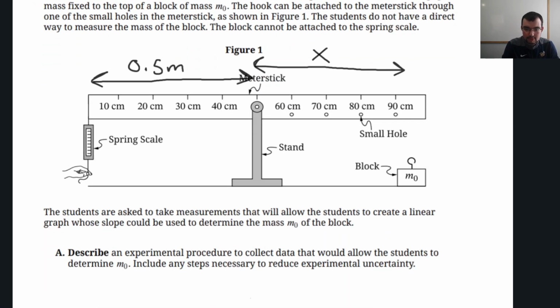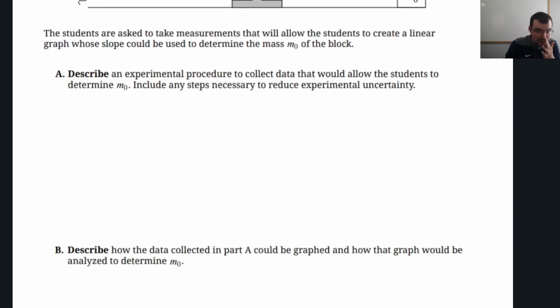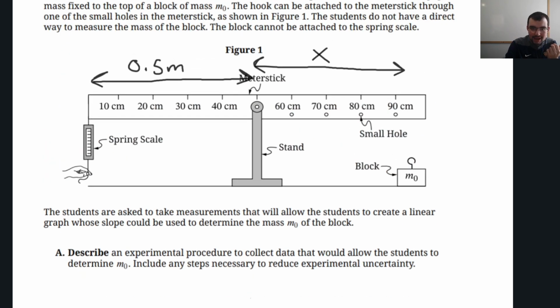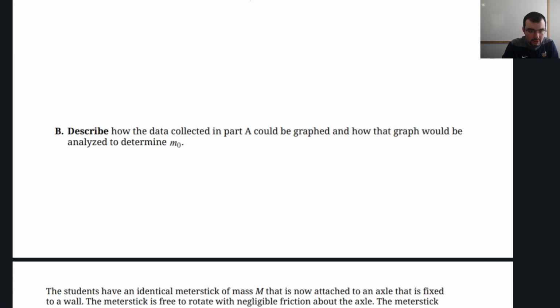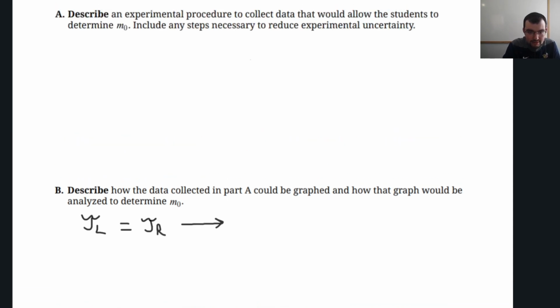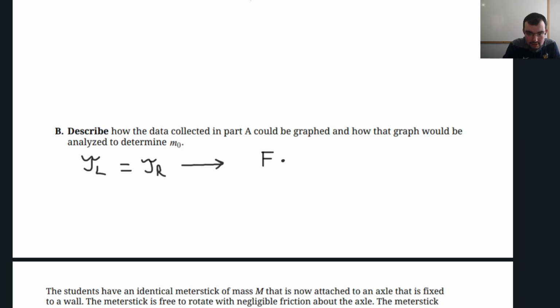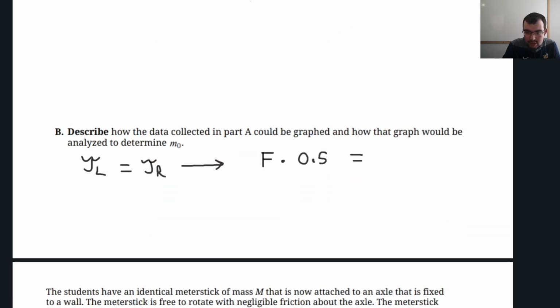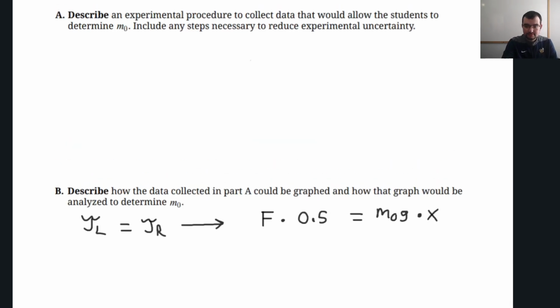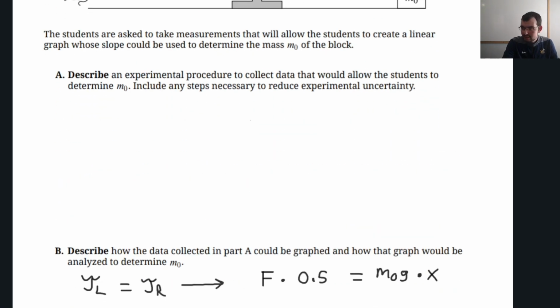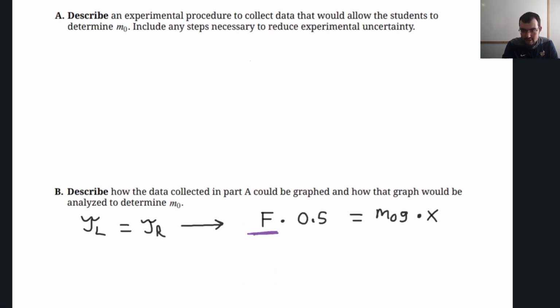So we can write a pretty simple relationship. I'm actually going to write it down here in part B first. I let the equation guide my setup. I actually know that the torques equal each other. So the left torque is equal to the right torque. And what that means is that the force I apply to the spring scale times 0.5 meters is equal to the mg of the block times the distance x at which it hangs. So what that means is I need an experiment that's going to allow me to acquire f and x, because I know g and I want to solve for m0.